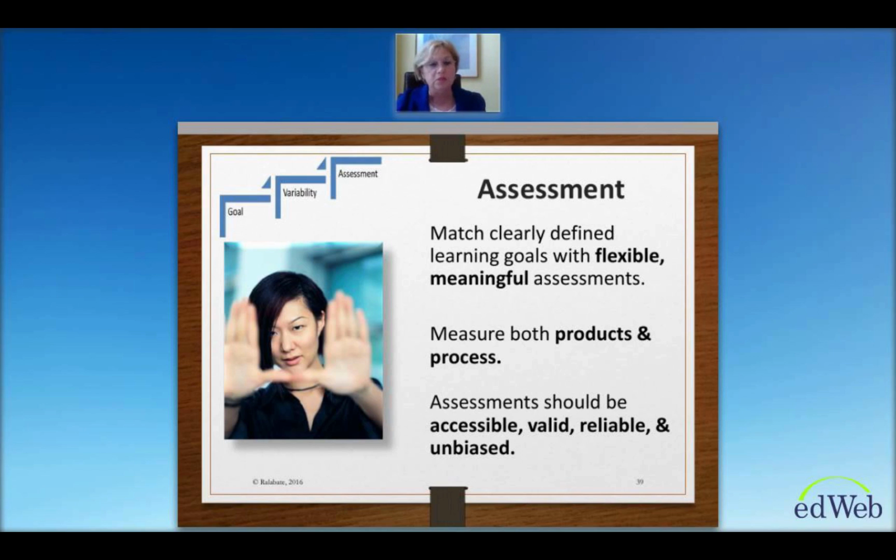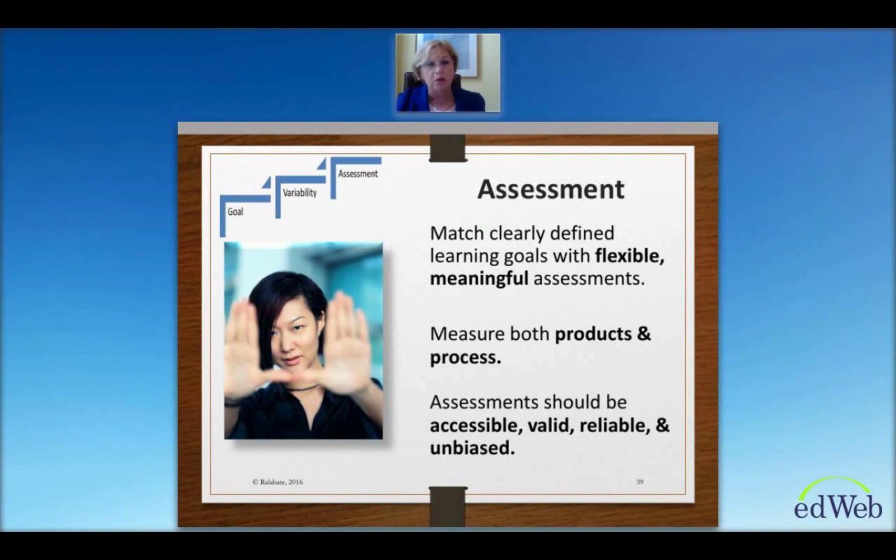And finally, your assessment should be accessible to all your learners, including your English language learners, your kids with disabilities. It should be valid, meaning that you should be measuring what you want to measure. If you're measuring math skills, make sure you're not complicating it by using language that the students don't understand. In that case, you're measuring language. You're not really measuring math. And you need to make sure that your assessments are unbiased, not culturally biased, not biased in any way, because it affects how your students will perform.